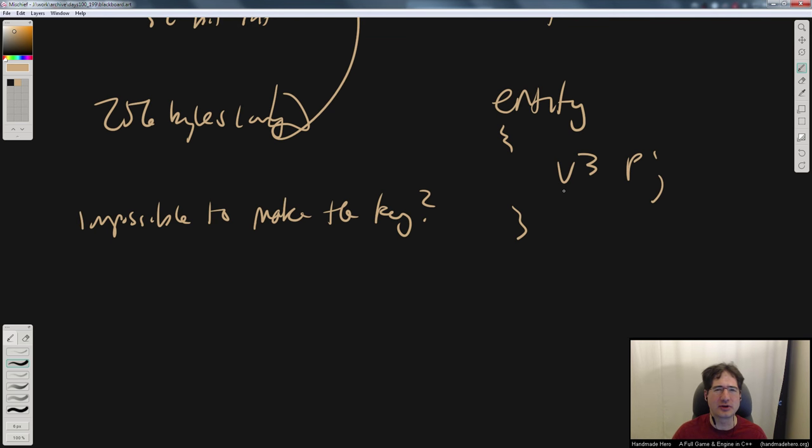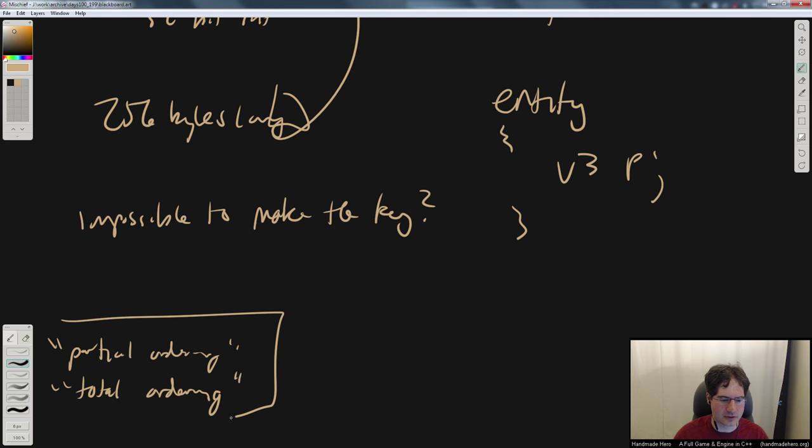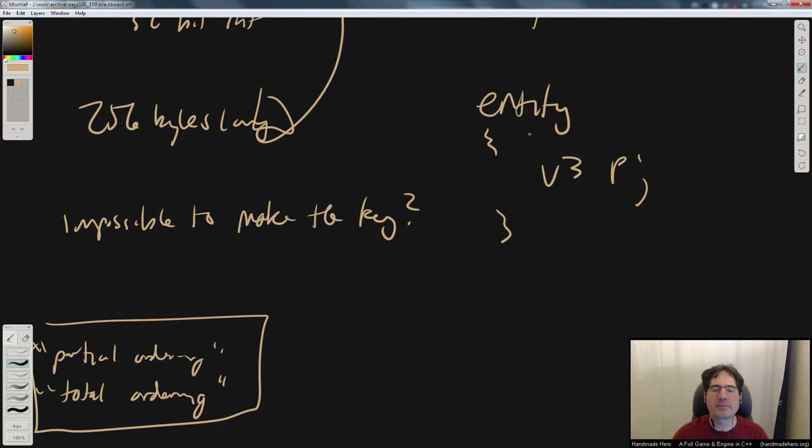I could make it into a total ordering by doing some things, but that would require me to talk about this. Okay, so partial ordering and total ordering. This gets into some sorting stuff. I don't know if maybe we'll talk about this, maybe we won't. But point being, let's say that the thing that I wanted to sort on was actually a function, and it was a function of the two things.